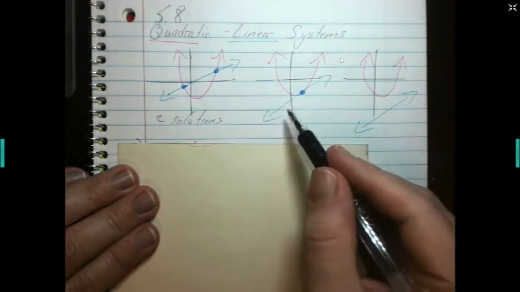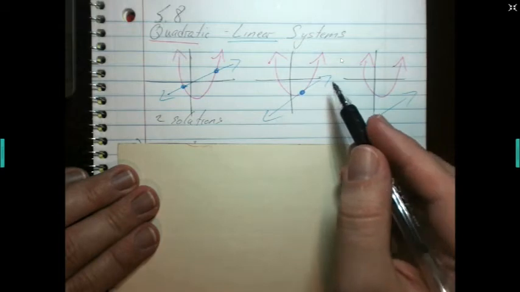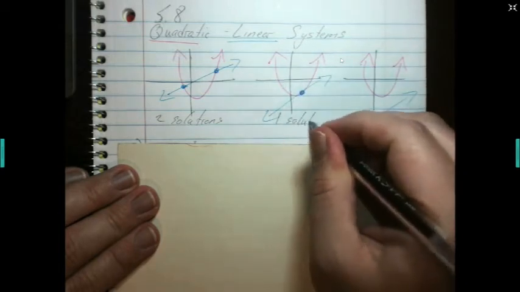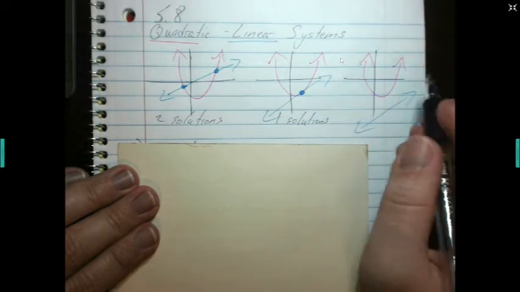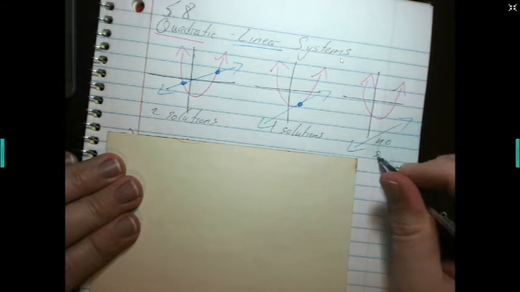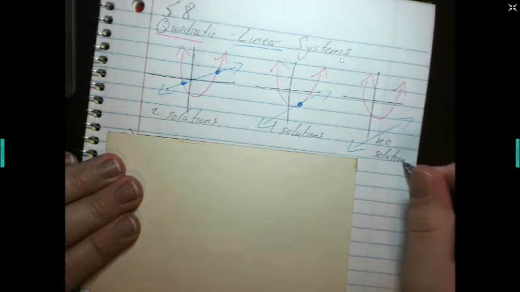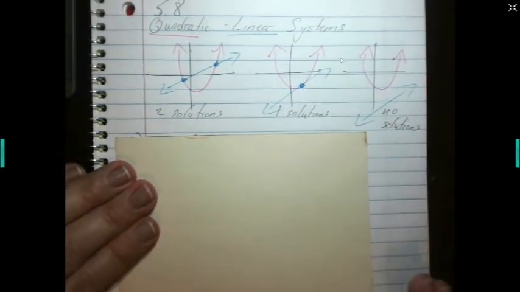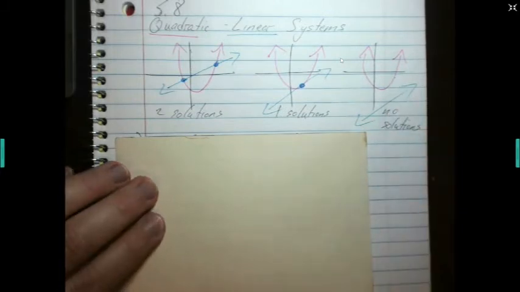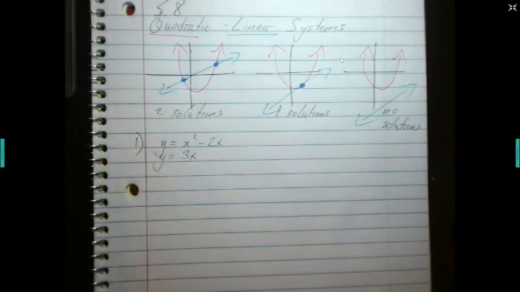Here, this graph is tangent to the parabola, so we can have one solution. That perfectly works. It happens sometimes. And here, we can have no solutions, because your parabola doesn't intersect your linear equation at all. And this is typically what they look like.